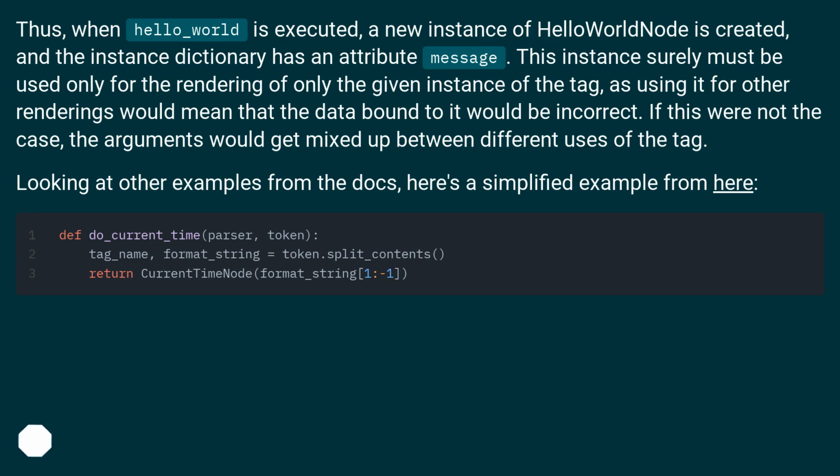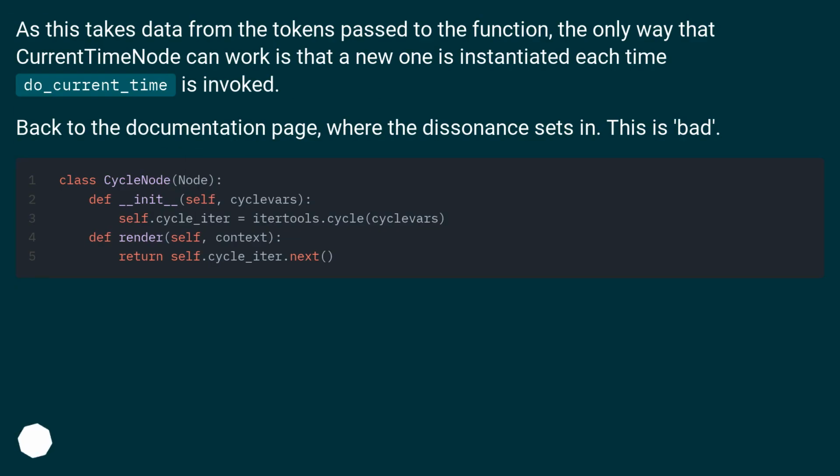Looking at other examples from the docs, here's a simplified example from here. As this takes data from the tokens passed to the function, the only way that current time node can work is that a new one is instantiated each time do_current_time is invoked. Back to the documentation page, where the dissonance sets in. This is bad.